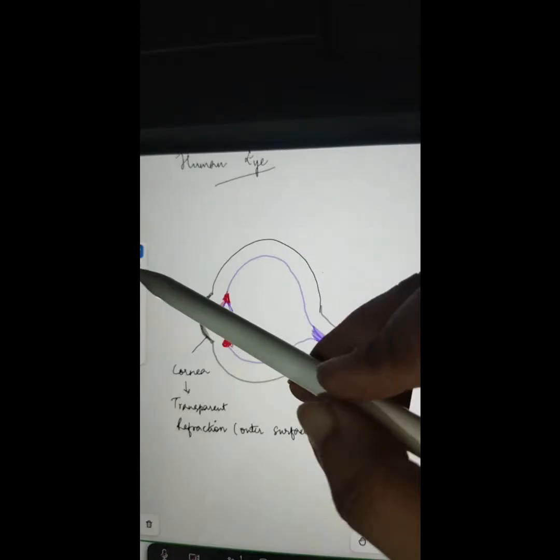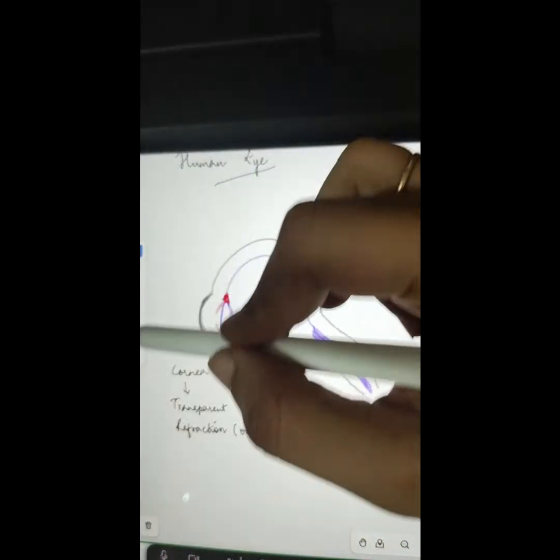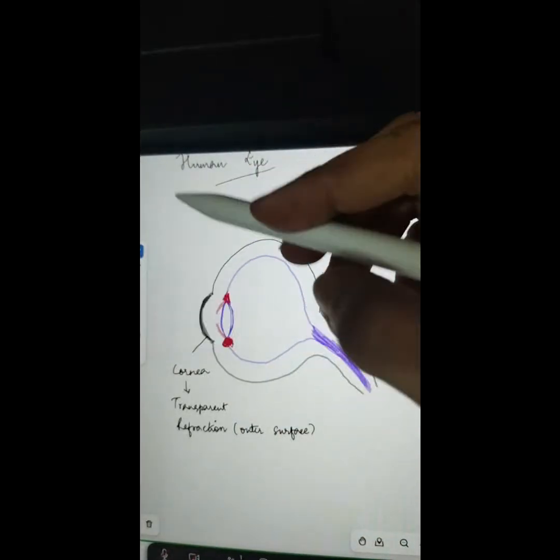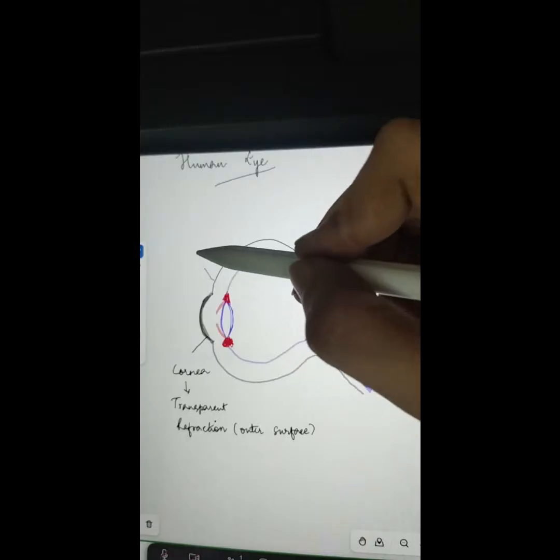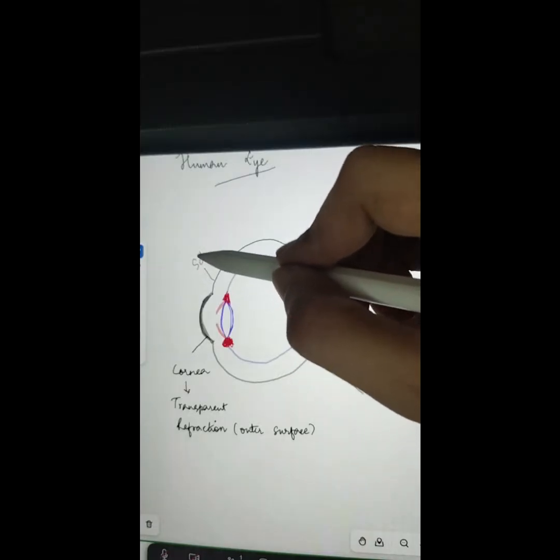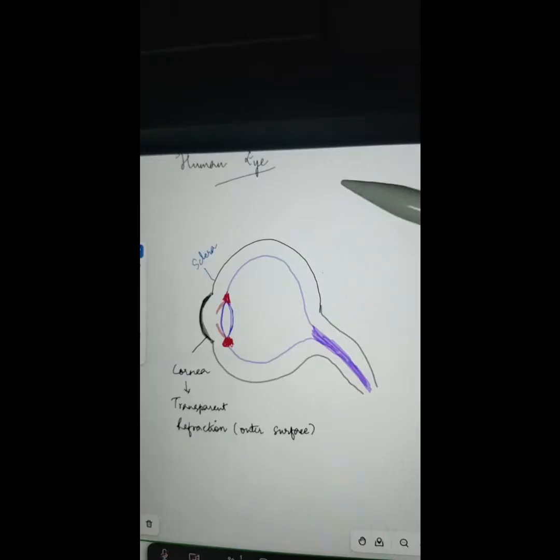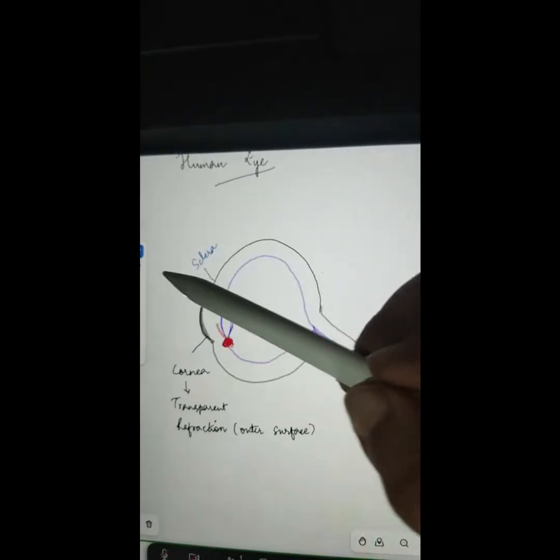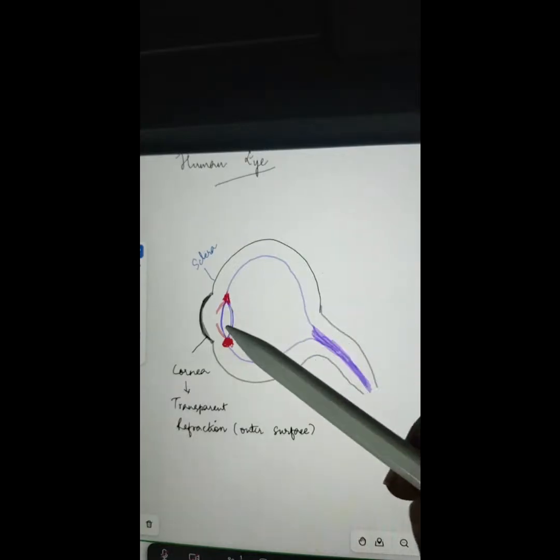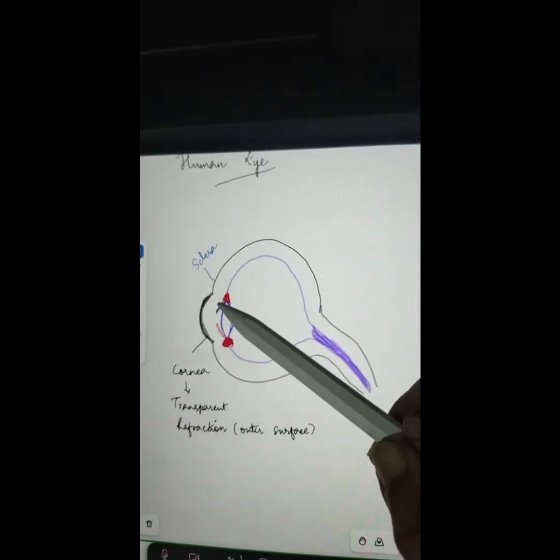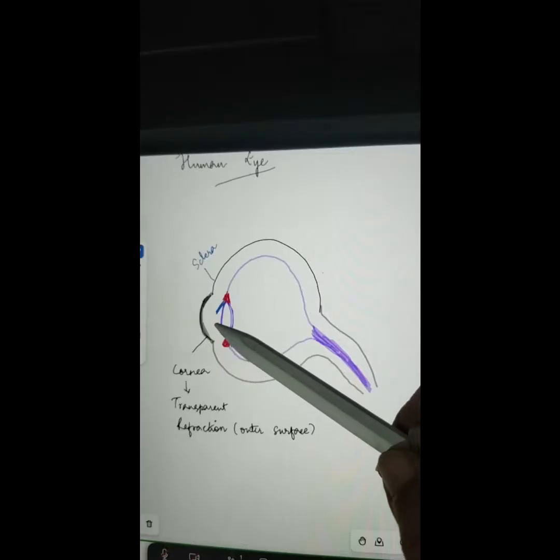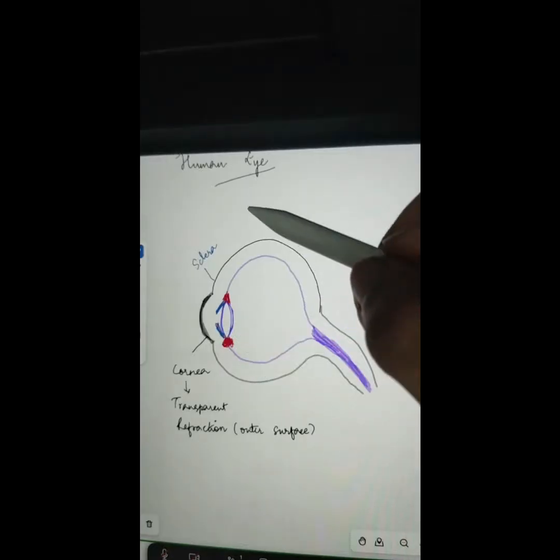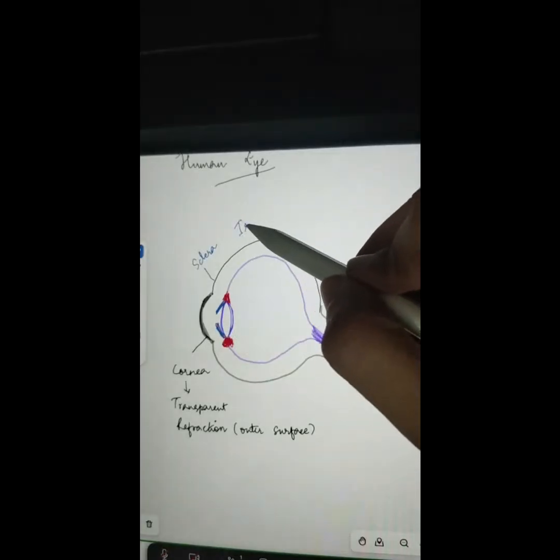Now as you move in, the front part is the bulging part. However, this part represents the white of the eye. This is known as sclera. In certain reference books, this name has also been given. Now, as you move in, this part is known as iris.